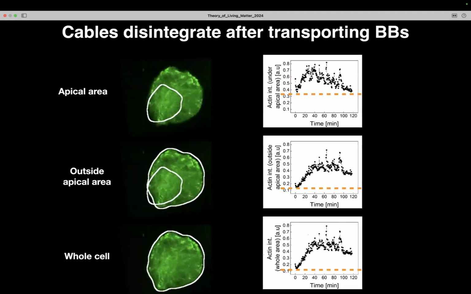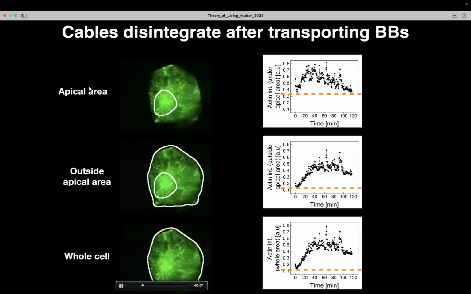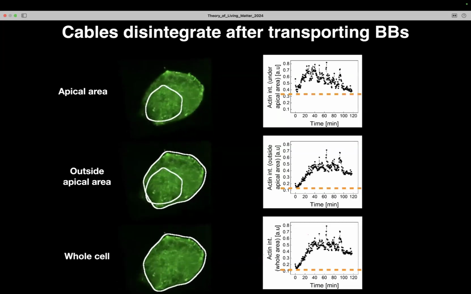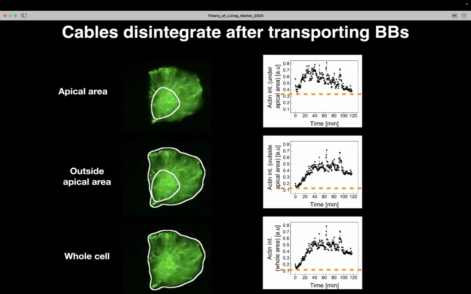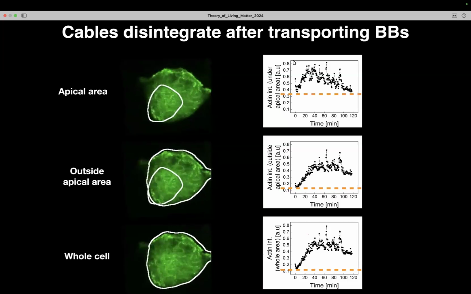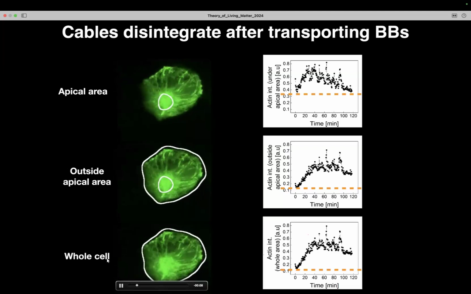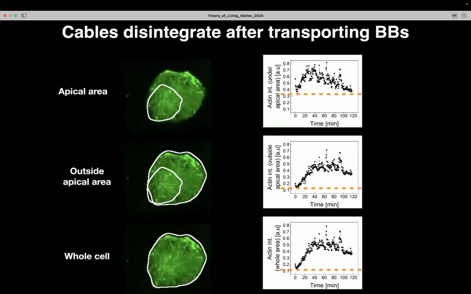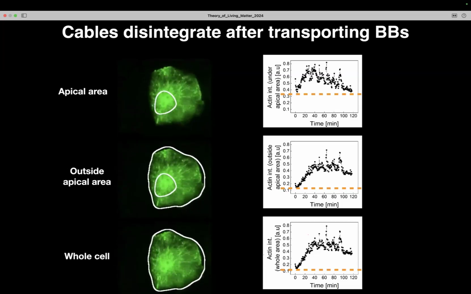Now if we look at the dynamics of these actin intensities, looking at the apical area, we see that the signal is initially increasing and then decreases. So this suggests that these cables form and then dissociate. However, when you look at the region outside the apical area and the whole cell, the situation is a little bit different, because we see that the intensity of actin is increasing and then starts to plateau and doesn't decrease.